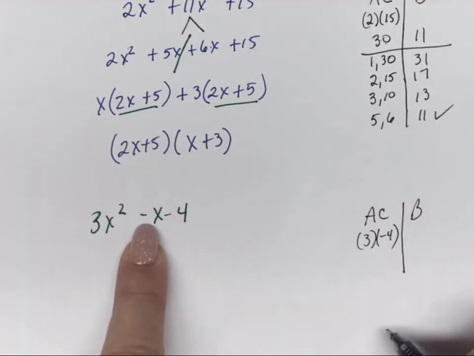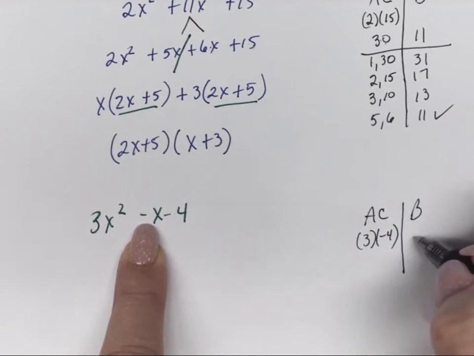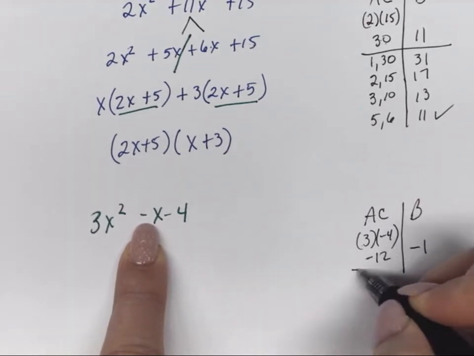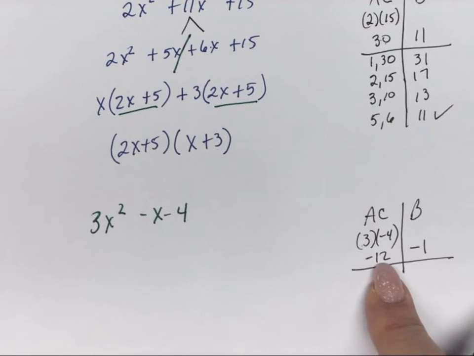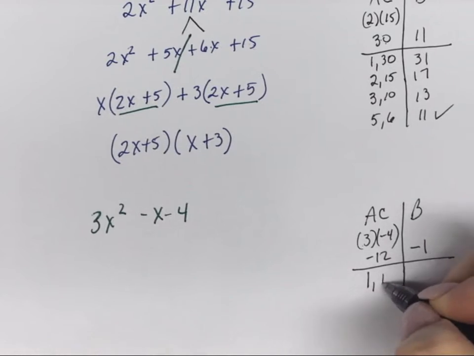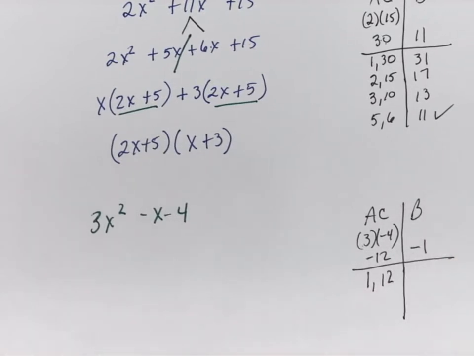And here, you don't see a number, but it's going to be a 1. So this is going to be negative 1 over here. 3 times negative 4 will get us negative 12. So we've got a negative 12. We're trying to get to a negative 1. So again, I'm going to start with 1 and my number so I can figure out my signs.